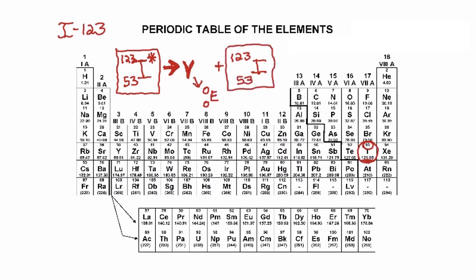See, nothing changed. Still 123 on top, still 53 on the bottom. It's just not excited anymore, so we don't have that asterisk here where we did at the beginning. So an excited iodine isotope will shoot out a gamma ray and leave us with a not excited isotope of iodine. It'll be the same numbers and everything. So the gamma ray actually is really easy to calculate because you're not calculating anything. You're not adding anything, you're not subtracting anything. It's going to be the exact same numbers either way.